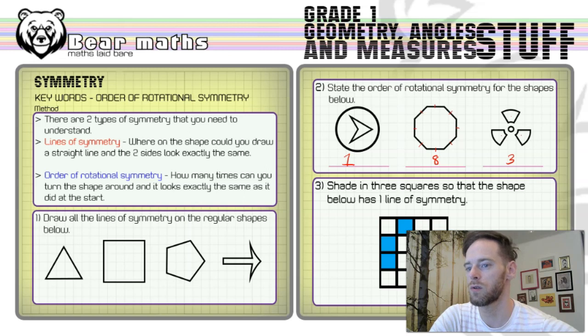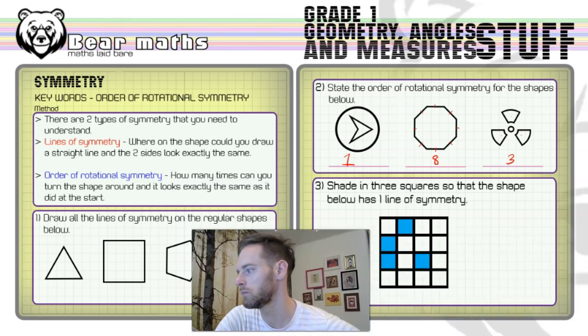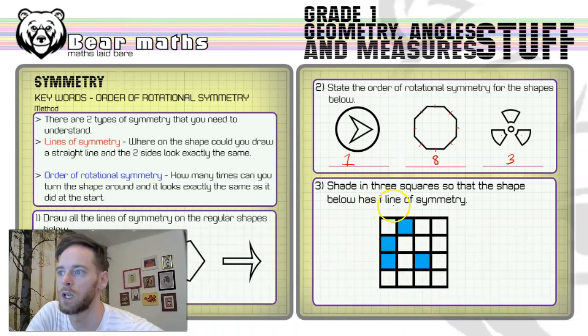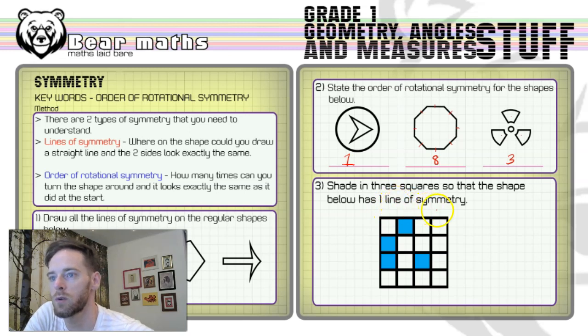Now the third and final question, a little bit of logic required for this one. In number 3, we've got to shade in 3 squares so the shape below has 1 line of symmetry. Initial thoughts would probably be to think of a line of symmetry going straight down the middle. Can I shade 3 squares in? We'd have to shade that one in to reflect this one, this one to reflect that one, and that one and that one in to reflect these 2. As I should have mentioned earlier, symmetry is reflection, same thing.